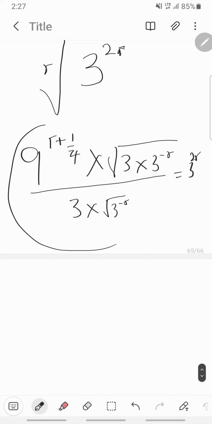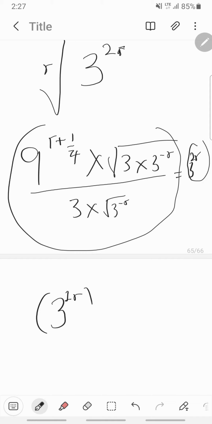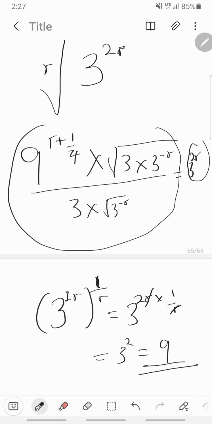Everything here is equal to this. So we can just say, okay, 3 raised to the power 2r, then the r-th root of that. That is what it means. So that is 3 raised to the power 2r times 1 over r, and the r cancels out. So that's 3 raised to the power 2. Then the final answer is 9.